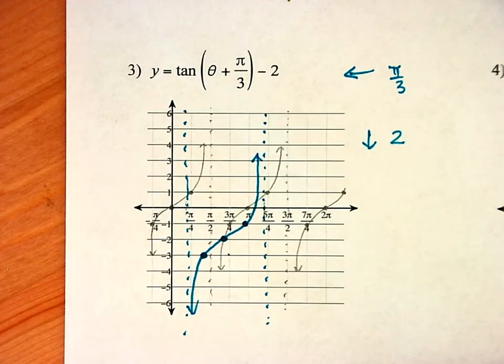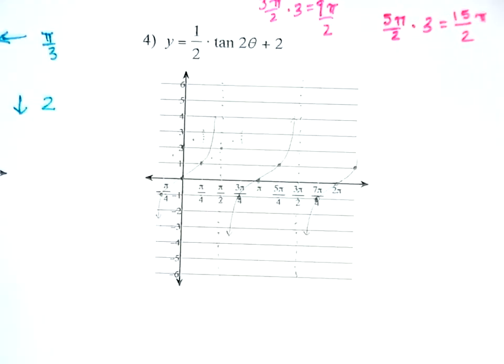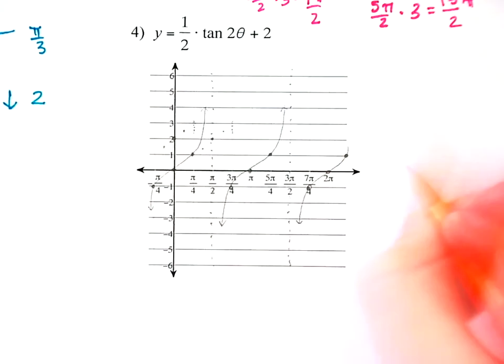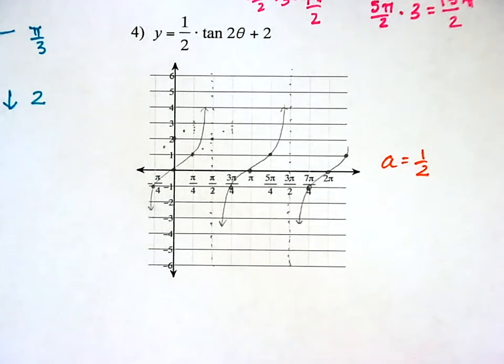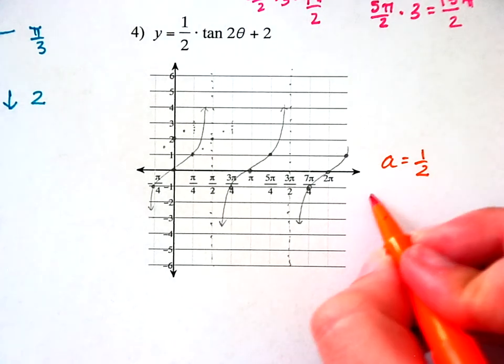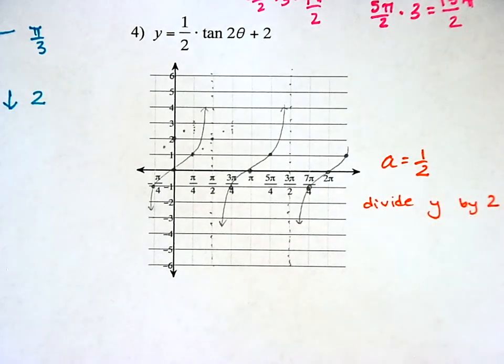All right, last one I have on here is 3 different transformations, so let's combine them all and see what we get. So I've got my parent graph down. Let's talk about what transformations I have. The first one is my a value. A is 1/2. So all of my y values are going to be multiplied by 1/2 or divided by 2. So I'm just going to say divide y by 2.